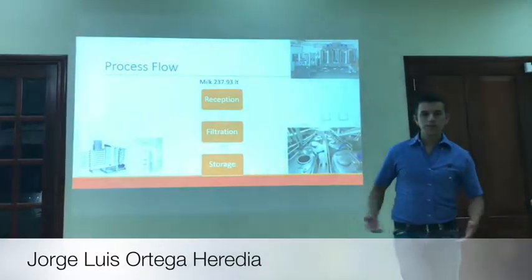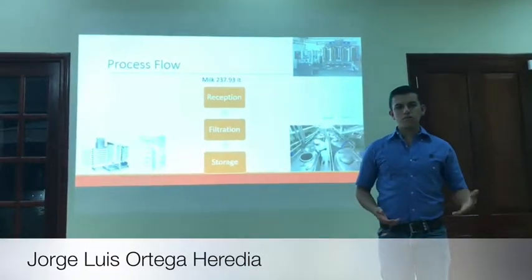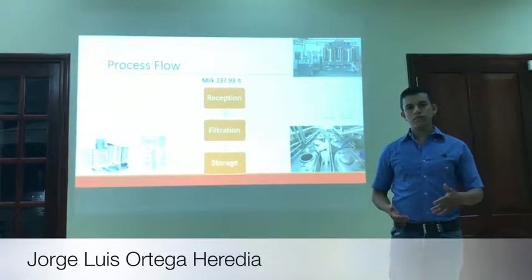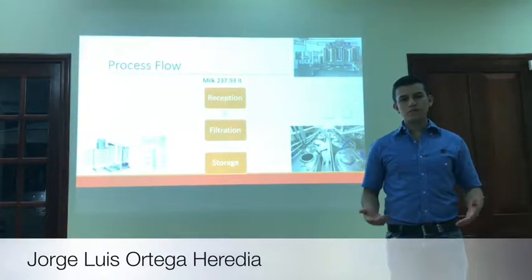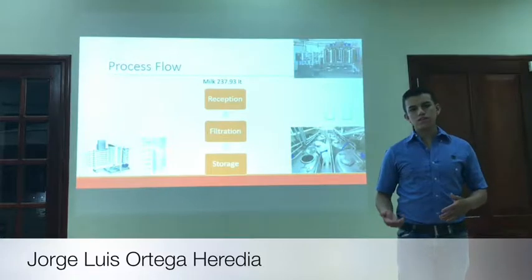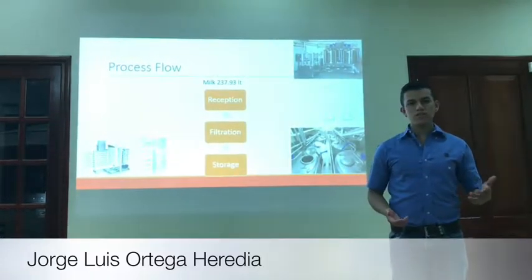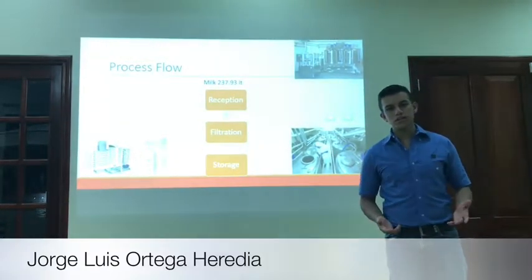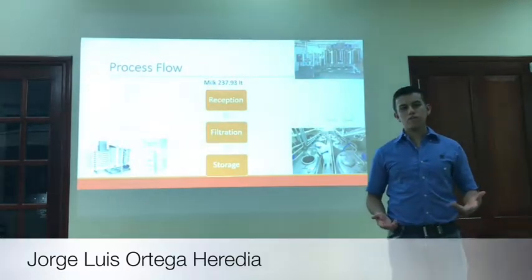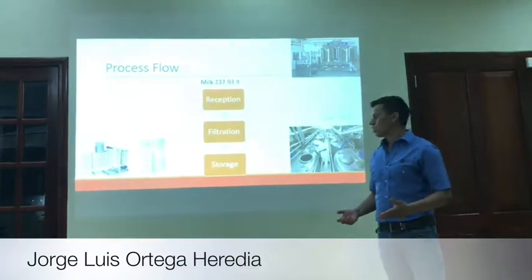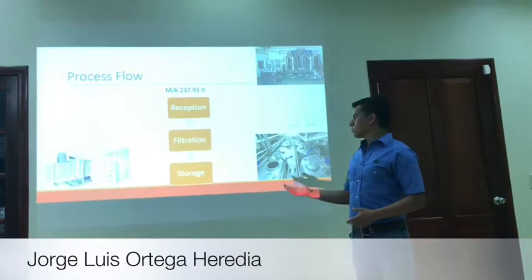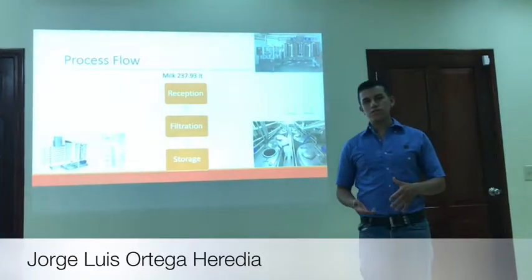Number one, reception. Raw material milk arrives at the plant and at that time certain quality parameters are evaluated: density, acidity, fat, temperature. This is transported to a stainless steel storage tank with the help of a pump that has a capacity of 1 horsepower. Number two, filtration. Filters to remove particles.